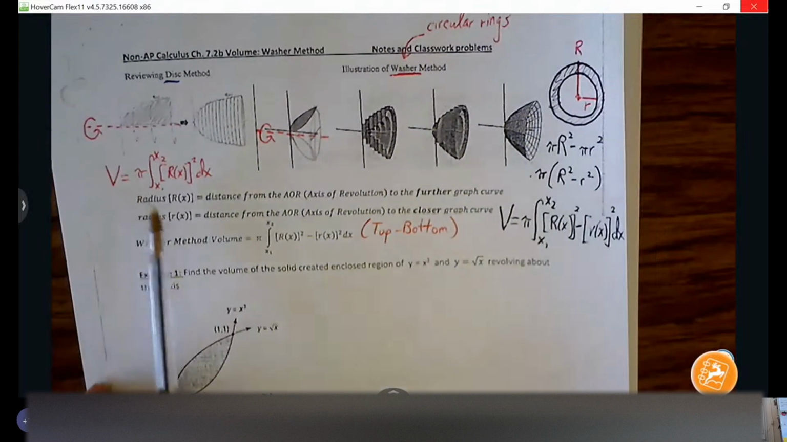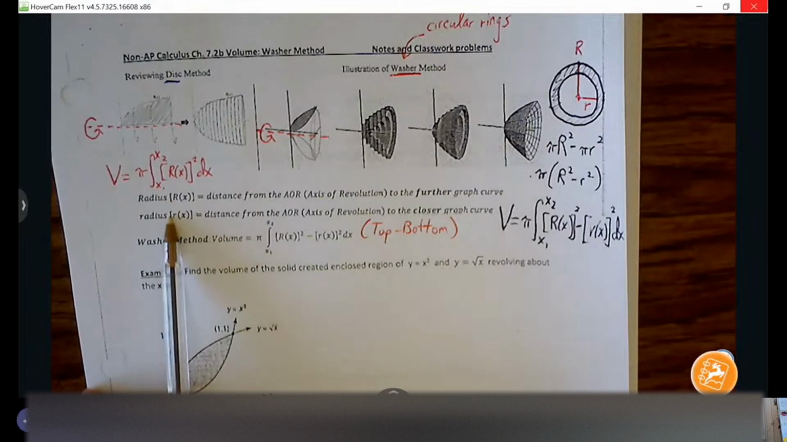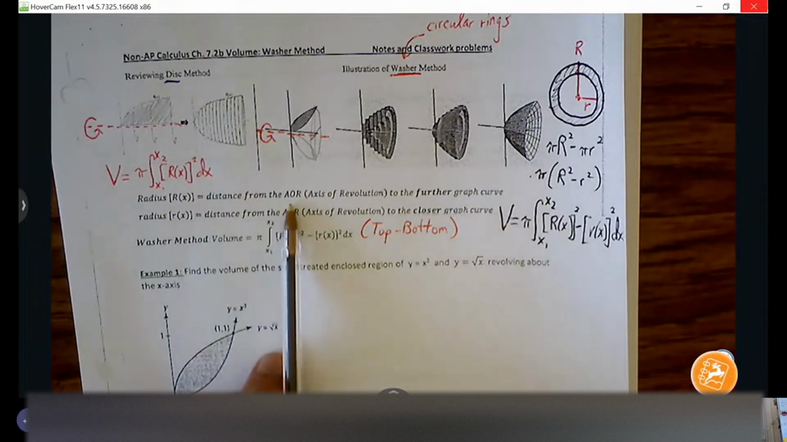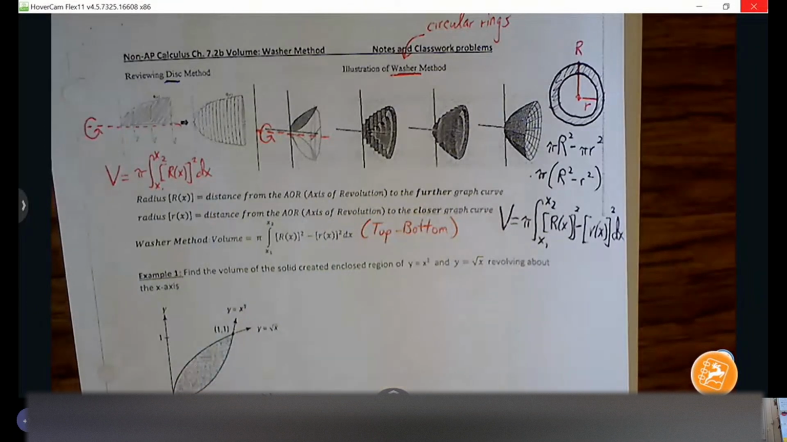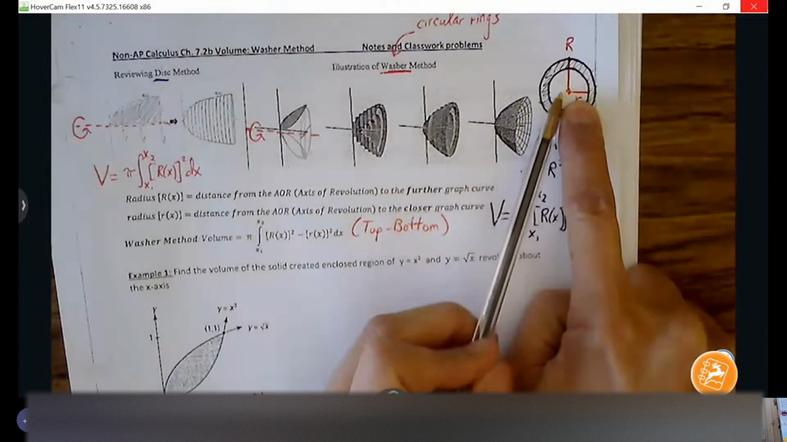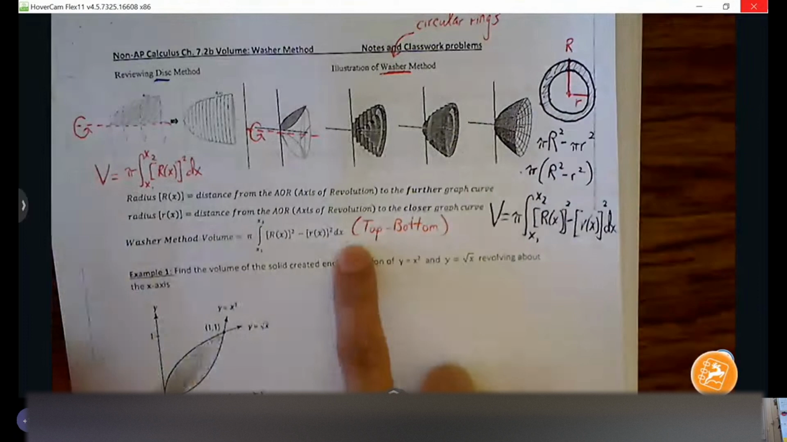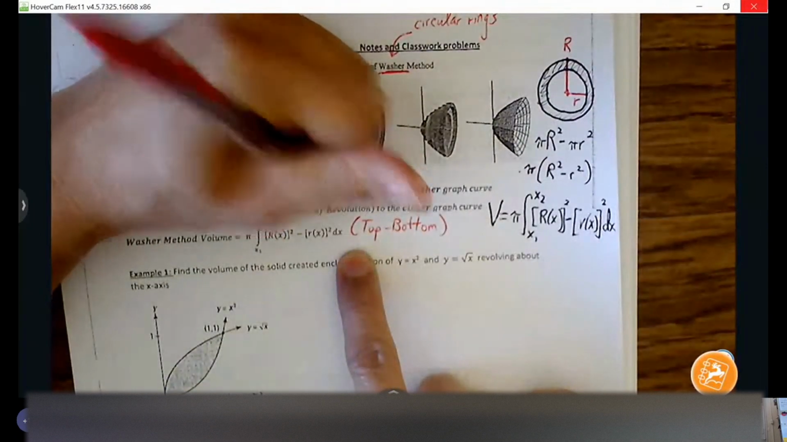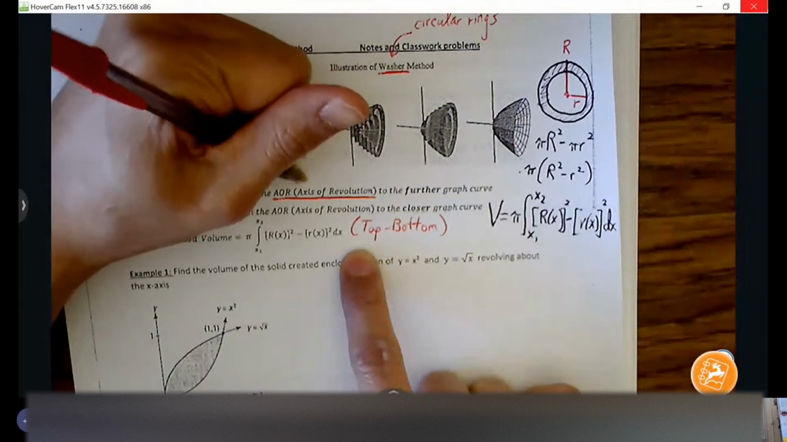I have some definitions here for big radius and little radius, or how we're going to create these radii. Big radius is the distance from the axis of revolution to the further curve. That's going to be that further distance, representing the radius of this large circle. Okay. So axis of revolution, we always have to include the axis because the axis is the center of our object. So center.